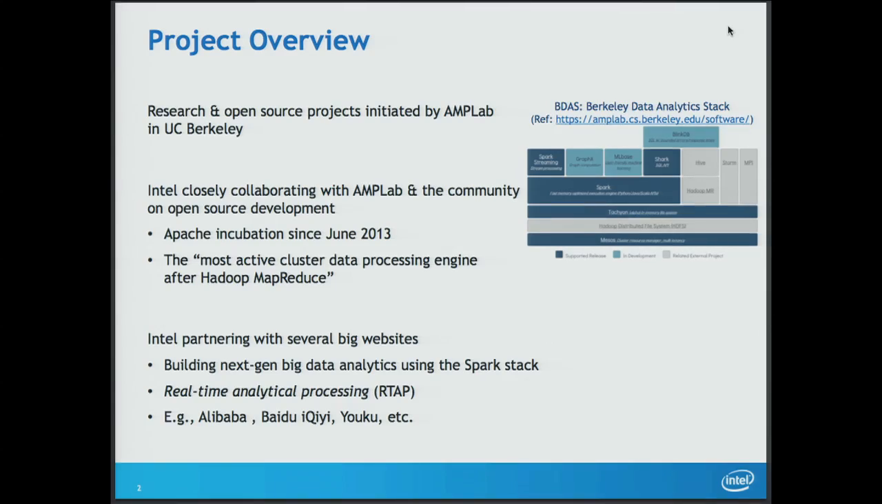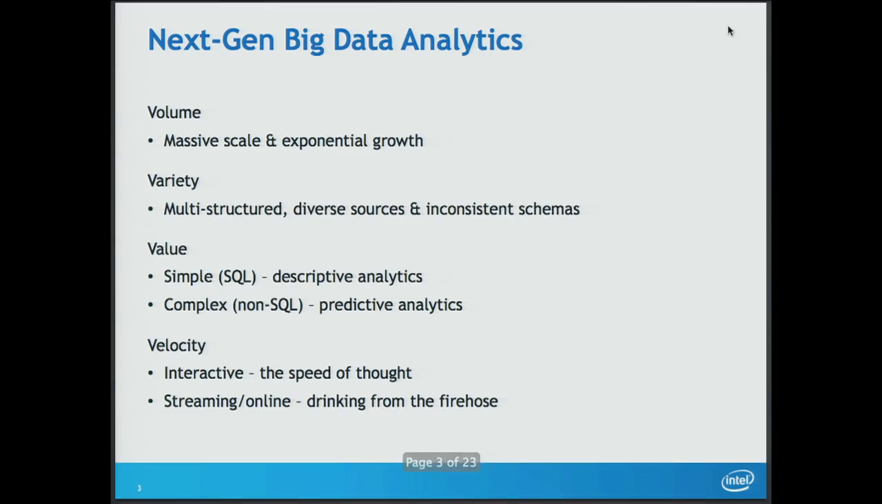So what exactly do we mean by next generation big data analytics? By now everyone should be familiar with the 3 V's or 4 V's of big data, so I'm not going to bother you with that. The point here is that there are many different aspects of big data applications which represent different challenges. You may have a larger volume of data. You may have data coming from many different sources in many different formats. But the key point is that you want to extract value from your data.